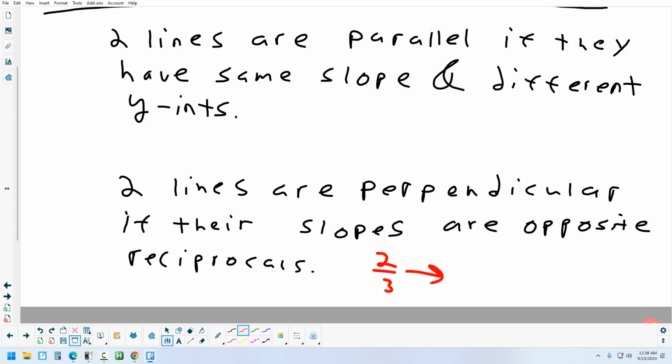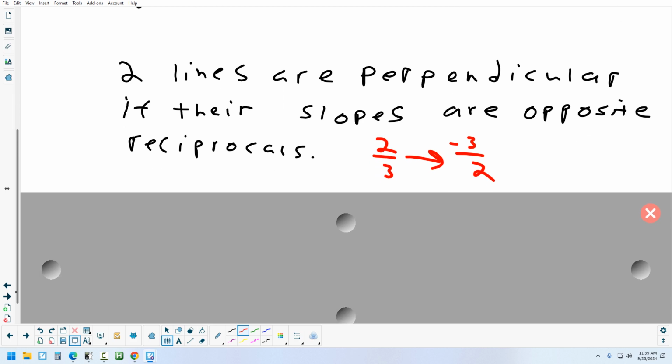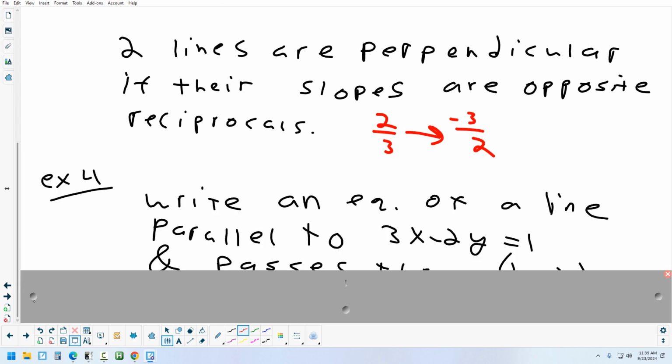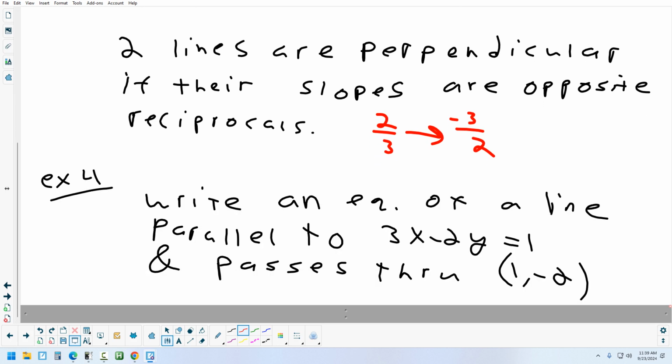So if I had a line with a slope of 2/3, the one perpendicular would be flipped and make it negative. Those would be perpendicular lines if those were the slopes. Doesn't matter about the y-intercepts. All right, so let's see if we can write an equation of a line that's parallel to one that I give you and passes through the point 1, -2.